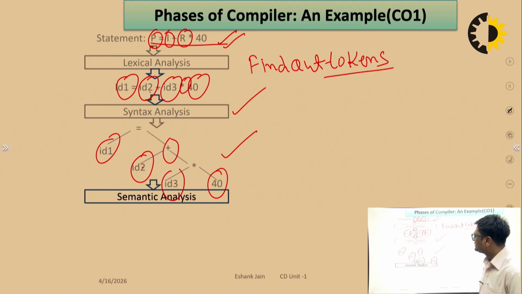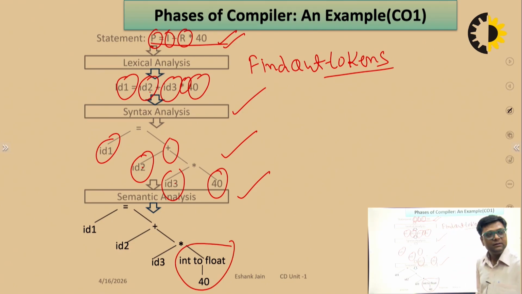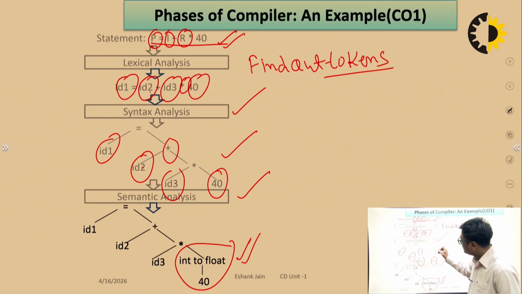Next is the semantic analysis phase. The semantic analysis phase generates the meaning, the correct meaning of the source program. This is called the semantic analyzer. It means integer to float. This is the main concept of the semantic analyzer, that it generates meaningful information from any statement.